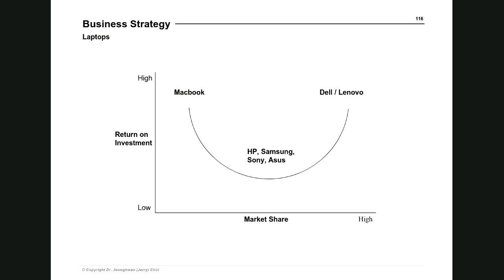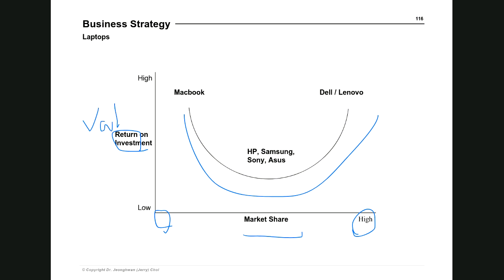Okay, there is a U-shape of market share, high-low market share, and the return on investment, or simply value. This is value. So MacBook users, Dell or Lenovo users, let's see. Market share of the MacBook is relatively small, right? Absolutely. However, MacBook gives us a very high differentiated user experience. Different value.